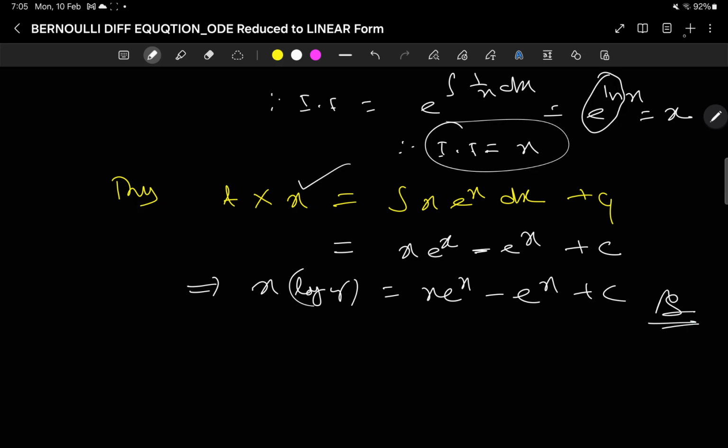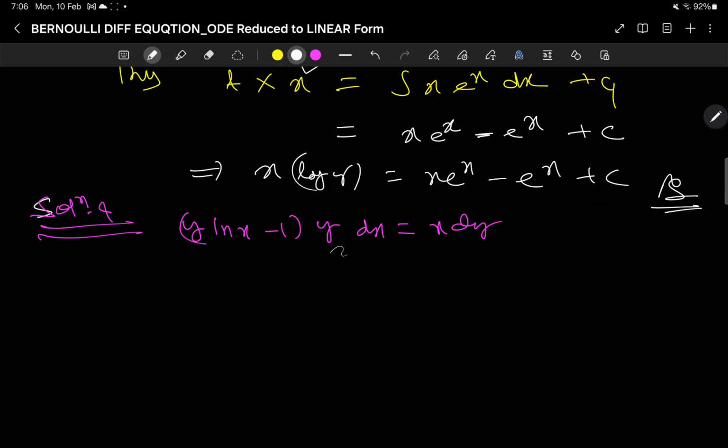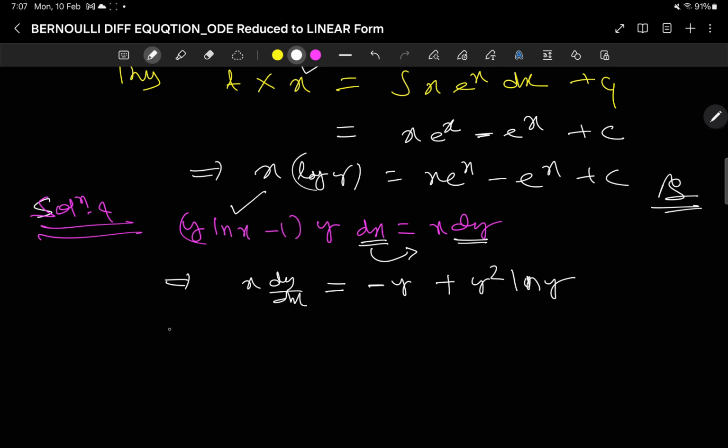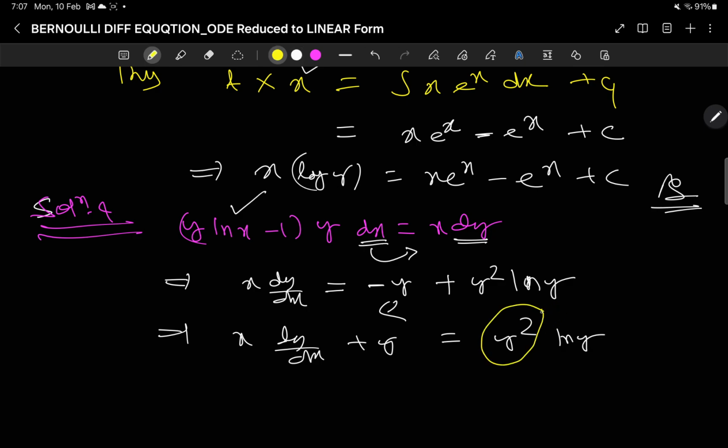Coming to example 4. Now solving this, you have to bring dx to this side. Okay. So that means here x dy by dx is equal to, let it be here in this side. So it is here minus y plus y square log y, ln y. So that means bringing this to this side, x dy by dx plus y is y square log y. Now you see this is not linear, because of this it is Bernoulli.